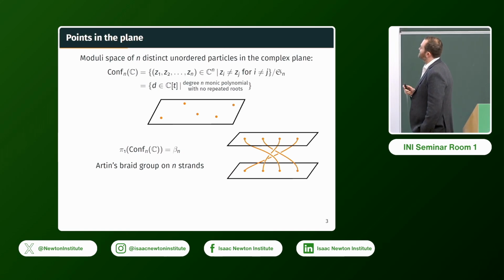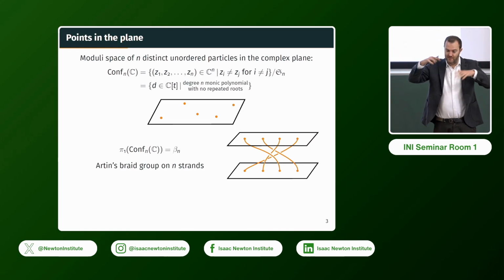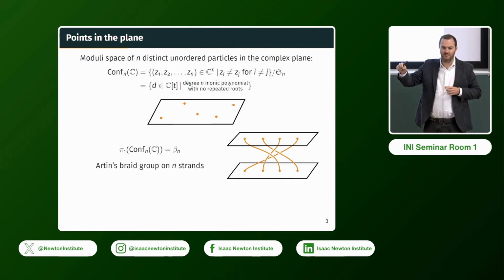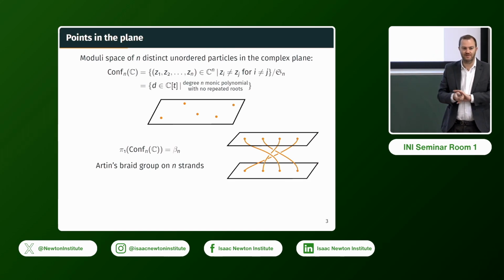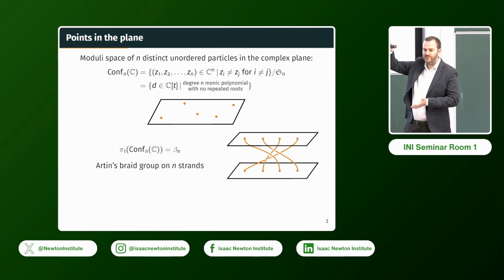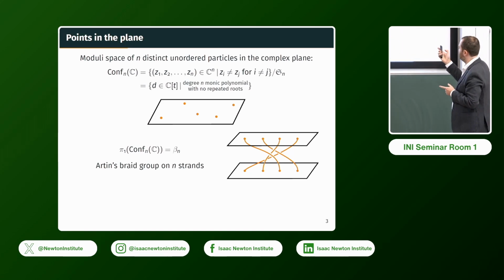So if I have a loop in the space of n points in the plane, that means I start with n points, they move around, and then they go back to where they were to begin with. Maybe not each point goes back to where it was to begin with, but it goes back to where maybe some other point was to begin with. And if I play out a video of such a path, going from top to bottom, of these points moving around, then it will trace out a braid.